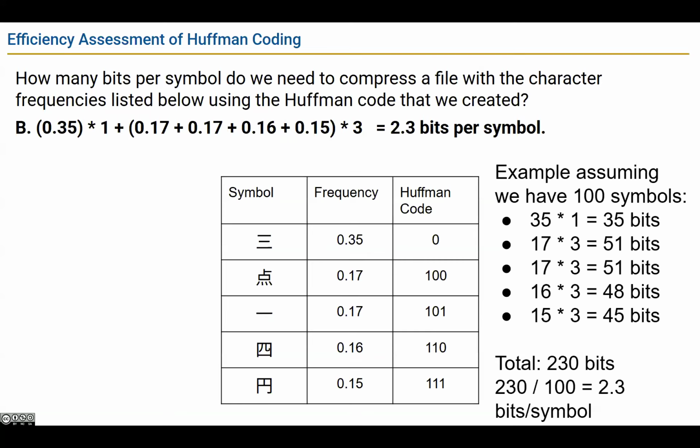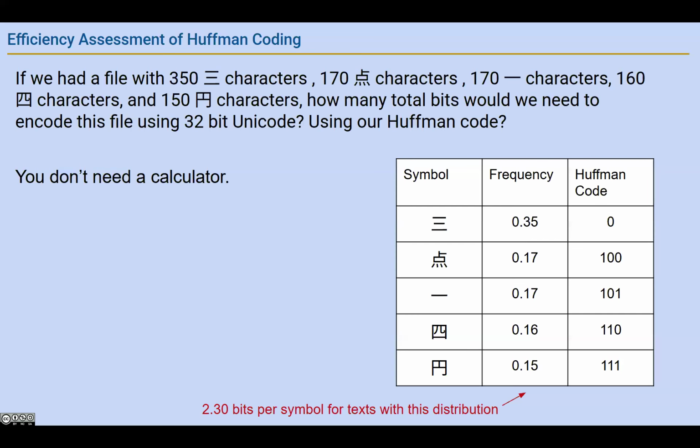So if we assume we have, for example, 100 symbols, we can say that we have 35 bits to store the first character, 51 total bits to store the second one, so on and so forth. In total, we have 230 total bits, and 230 divided by 100 is 2.3 bits per symbol. So using this approach, we average 2.3 bits per symbol. That's fairly good.